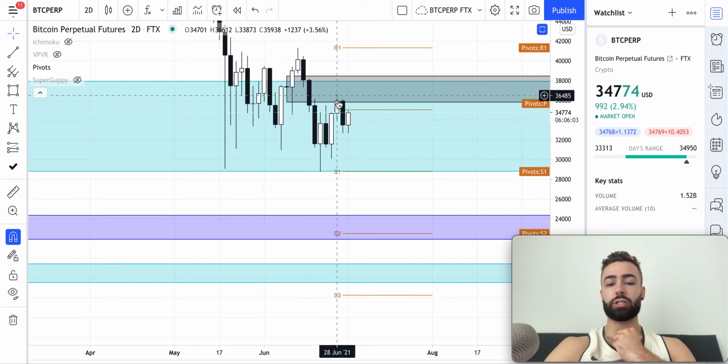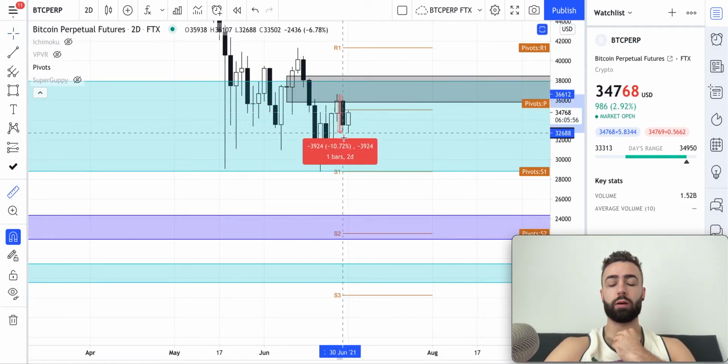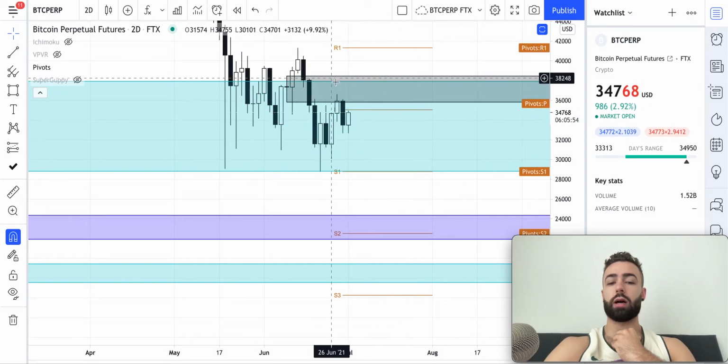We had a nice rejection. I talked about going short here on this trade. It was a very fruitful trade here with about a 10.7% profit potential.